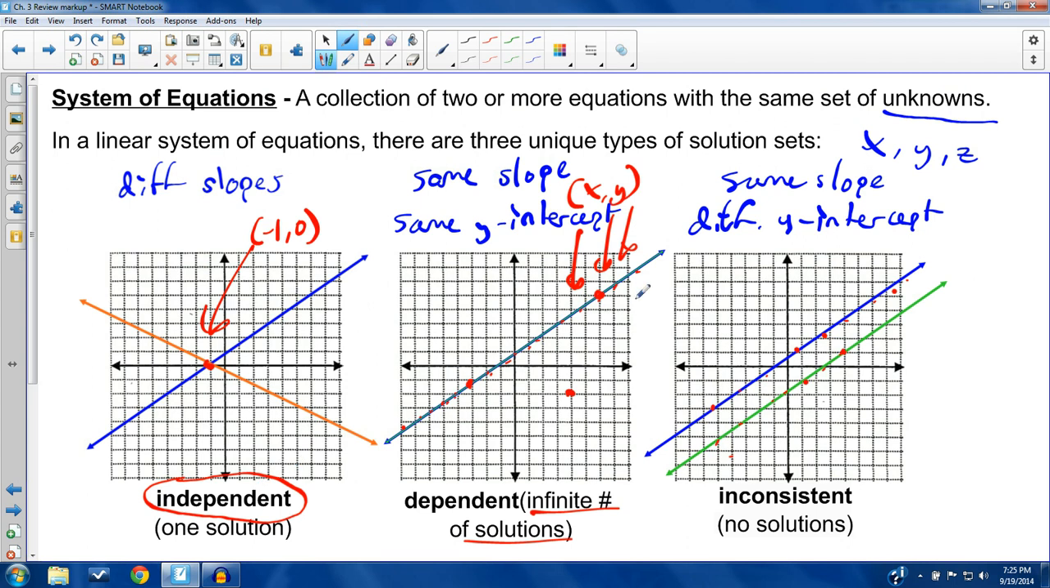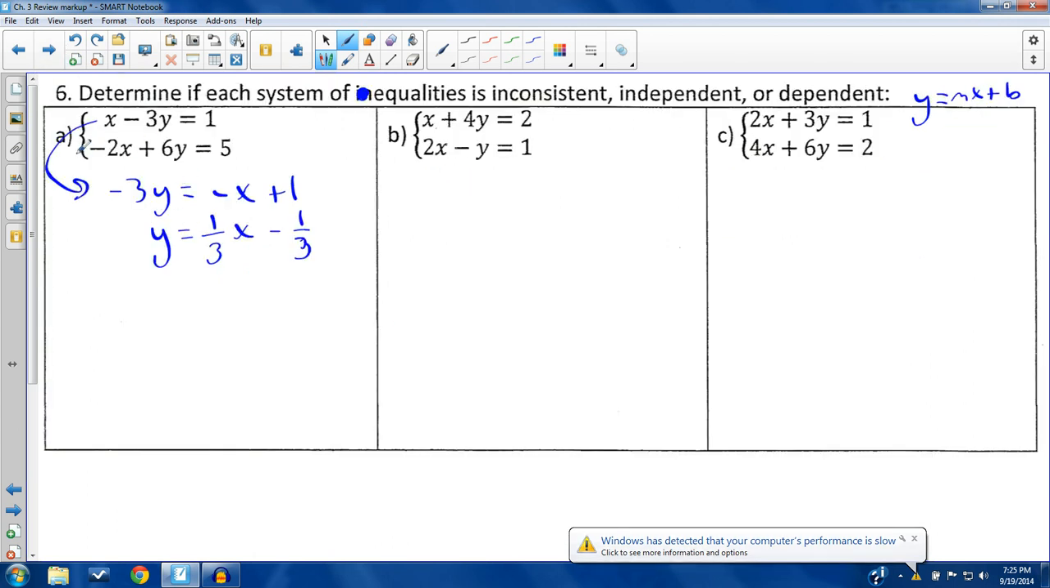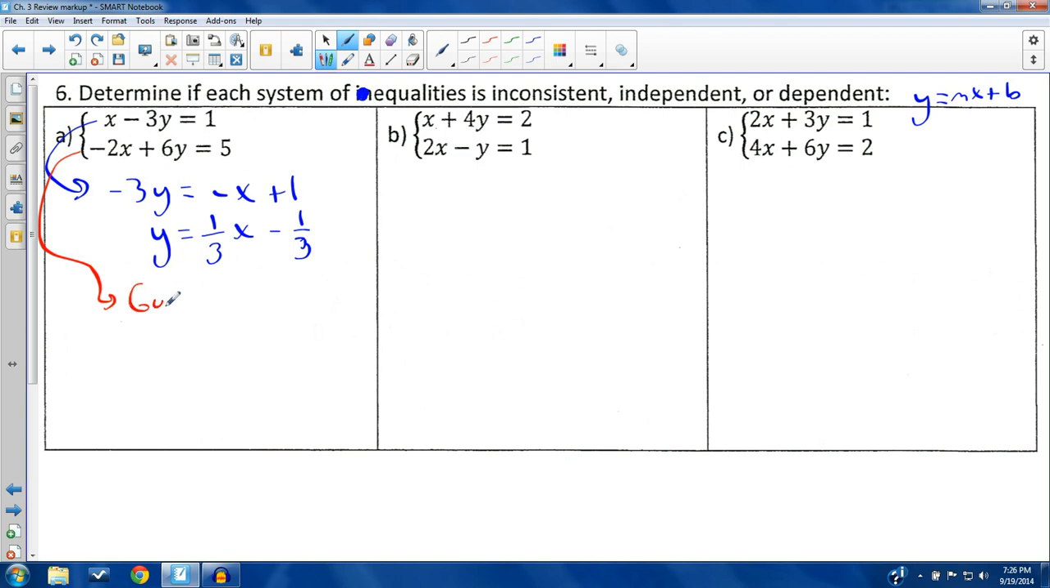Therefore, these are independent. If they're the same slope, now I just have to figure out, do they have a different y-intercept or the same? Because then I know they're either the same line or they're different parallel lines. So that's my objective. I'm going to go ahead and do that with this one right here. And the reason why I'm not doing it in standard form is because standard form doesn't give you slope or y-intercept. So I'm going to add 2x, and I get 6y equals 2x plus 5. Divide by 6, I get y equals 1/3 x plus 5/6. All right, and now I analyze both of these guys right here.